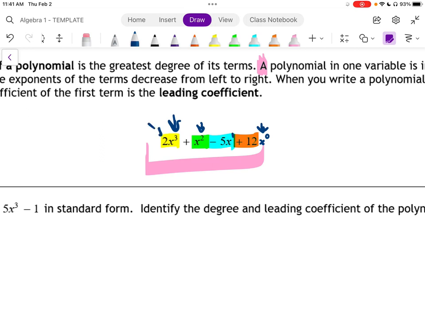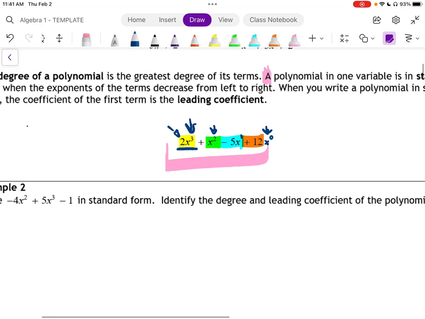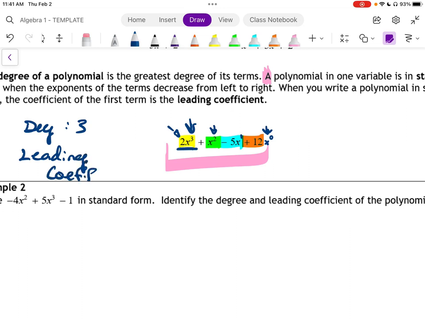The 2 is the leading coefficient because if you look at the first term, the term with the highest degree, its coefficient, right? And the coefficient is the number sitting out front. So there we go. This one's degree is 3, and its leading coefficient is 2, right? And we could also say that it has 4 terms, right? Because it has 4 pieces.